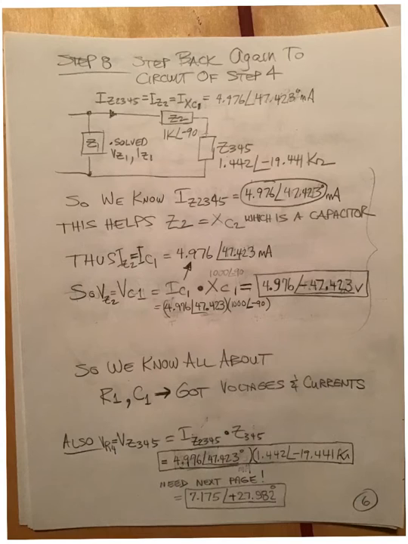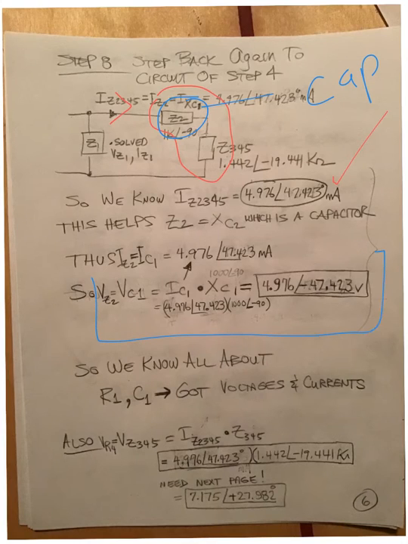And that block Z2345 is really just a series circuit. And look what we got on the last page. We got that current right here calculated. This helps us because that component marked in blue is a capacitor. And because we know the capacitor's impedance and we know its current, then we can calculate its voltage.